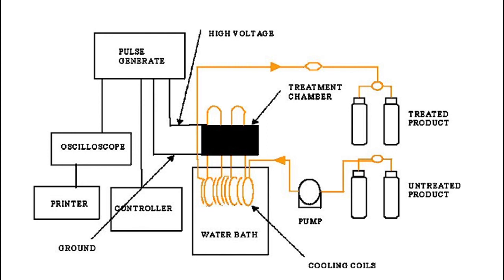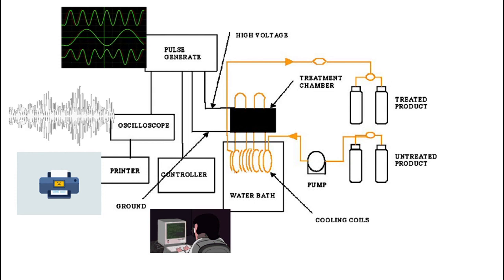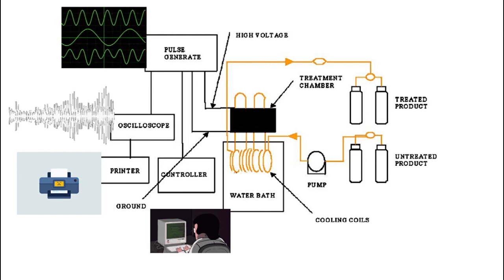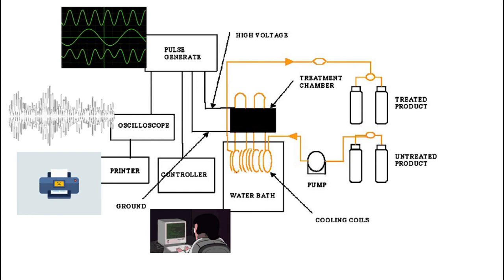The schematic flow of a pulsed electric field system is shown. If you see this, it shows a pulse generated from an oscilloscope going to the treatment chamber, and the product is passed through the treatment chamber and the product is released after it is aseptically packaged. So this is all about pulsed electric field processing.